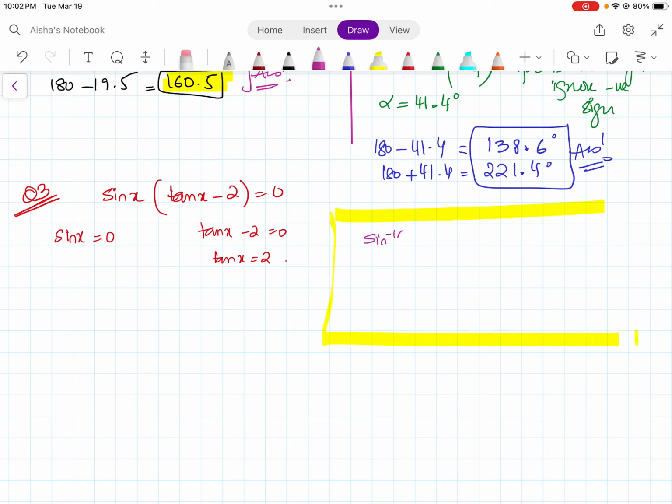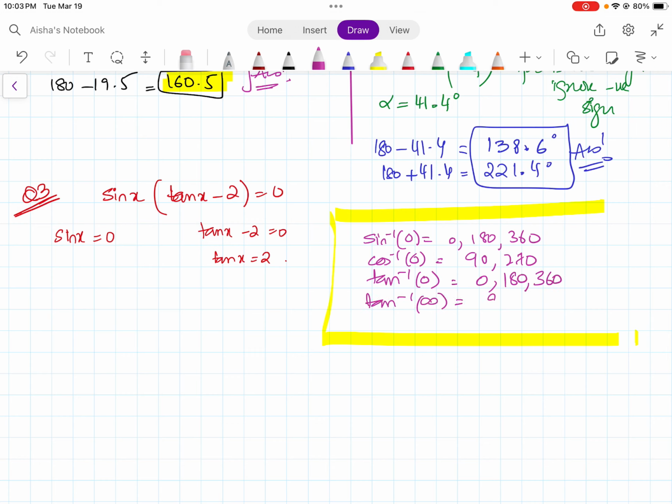Sin inverse 0 is 0, 180 and 360. Learn these, okay? Next is cos inverse 0: 90 and 270. Tan inverse 0: 0, 180, 360. Tan inverse infinity is 90 and 270. So over here the angles will be sin inverse 0. So you will get 0, 180 and 360.